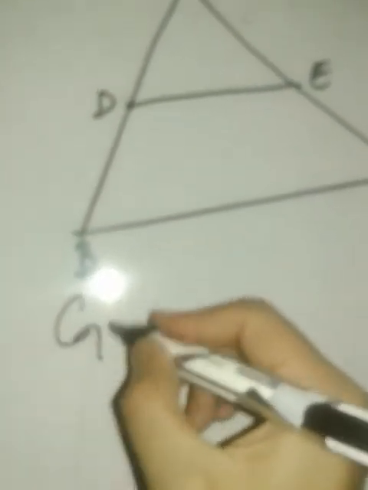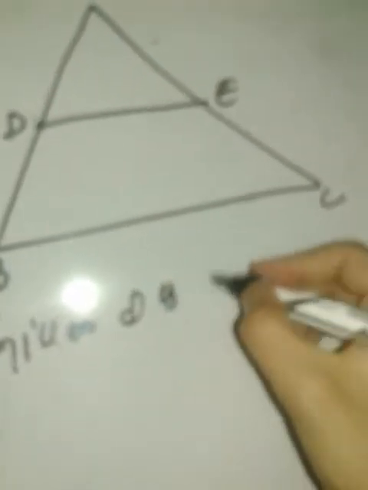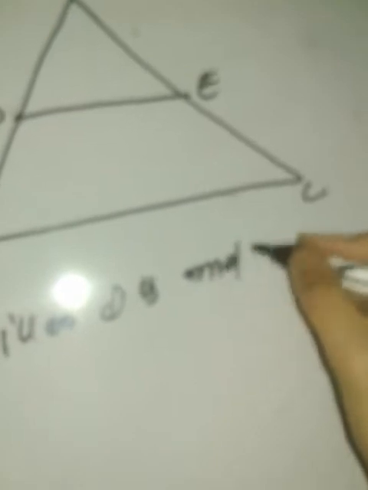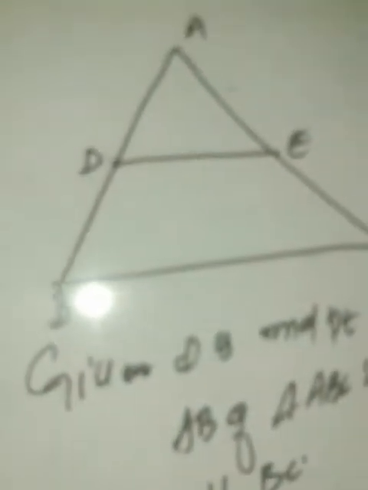Given: D is the midpoint of side AB of triangle ABC and DE is drawn parallel to BC. This is given. D is the midpoint of AB and DE is drawn parallel to side BC. To prove: E is the midpoint of AC.